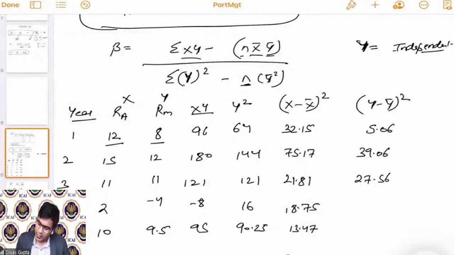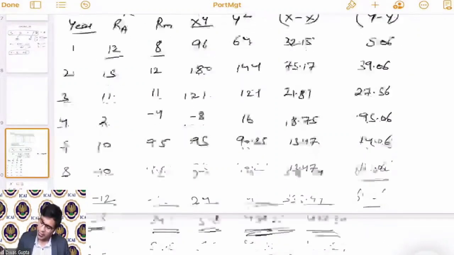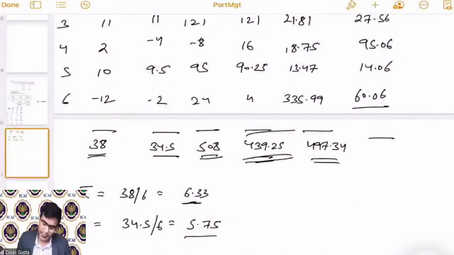27.56, 95.06, 14.06, and last one is 60.06. While taking a total here, it comes as 240.86. Okay.